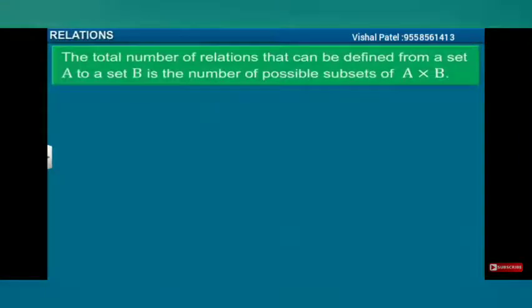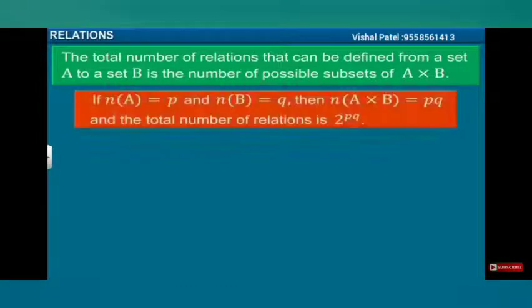Now the total number of relations that can be defined from a set A to set B is the set of possible subsets of A cross B. That is, how many relations you can get. So if the number of elements in A is equal to P and the number of elements in B is equal to Q, then the number of elements in A cross B is equal to PQ, and the total number of relations is 2 raised to PQ. Please note down this important formula, use it in your exam. Okay, thank you. We are now moving to exercise 2.2.